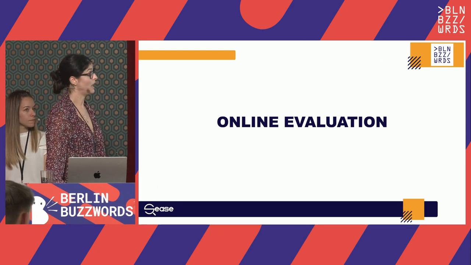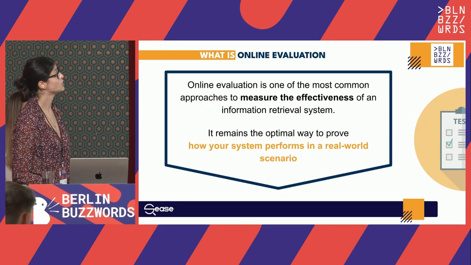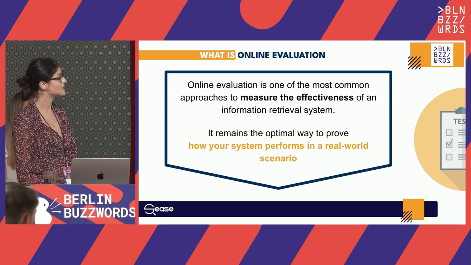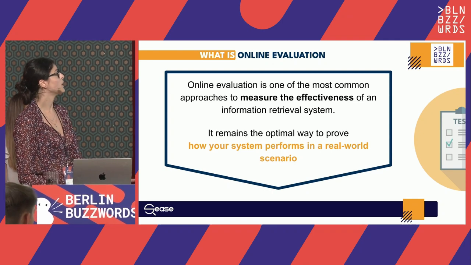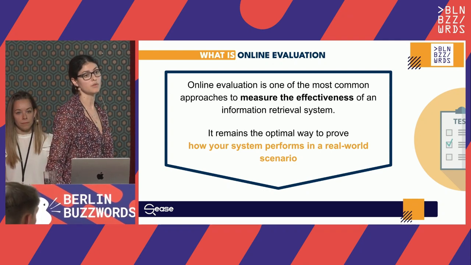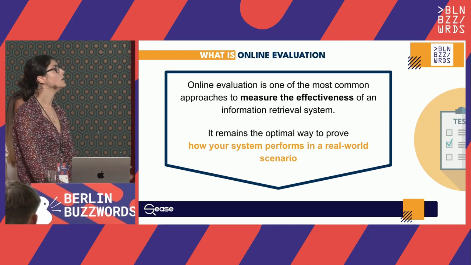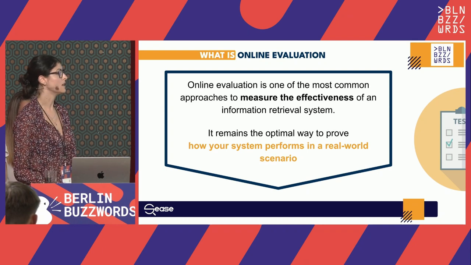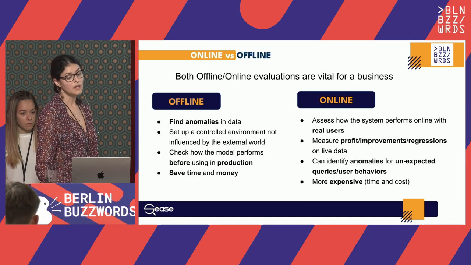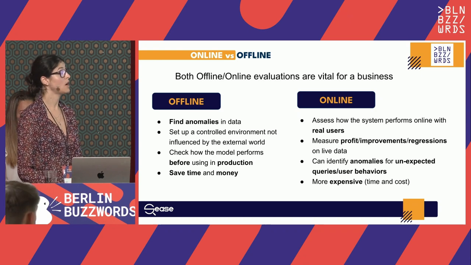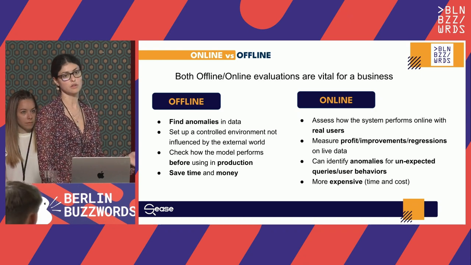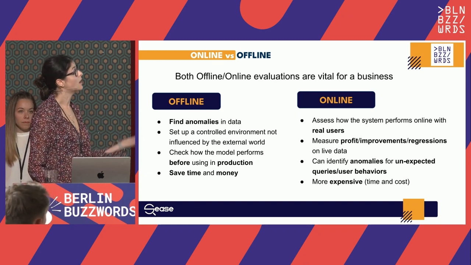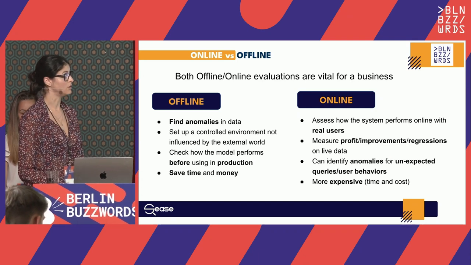Let's get started with the online evaluation. Online search quality evaluation is one of the most common approaches to measure the effectiveness of an information retrieval system, and it remains the optimal way to prove how a model performs in a real-world scenario. So it can give you the necessary information to evaluate, improve, and better understand the model behavior. Both offline and online evaluation are important for a business, so one does not exclude the other. You should always monitor both aspects, starting with offline testing first and then moving to an online one.